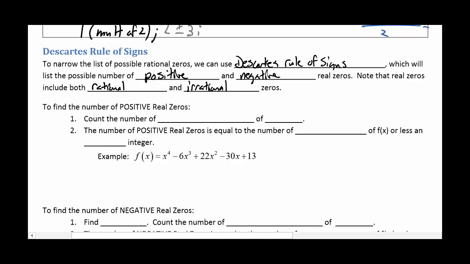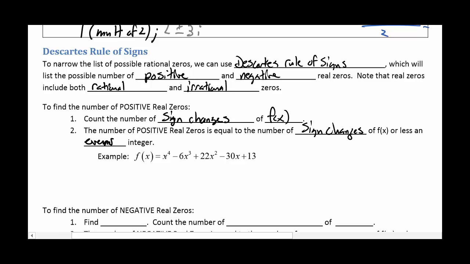Okay, so to find the number of positive solutions, we're going to count the number of sign changes in the original function of f of x. So the number of positive real zeros is equal to the number of sign changes of f of x, or less an even integer. Okay, so this sounds a little confusing to say, but we'll look at this first illustration. I'll point out that that's what this was really trying to tell us.